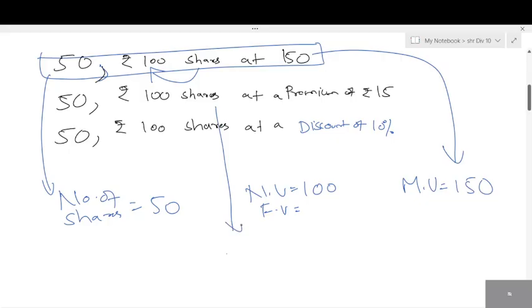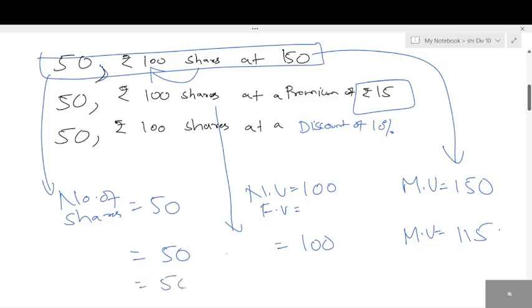Tell me the second one, students. For the second one, number of shares is equal to what? 50. Nominal value is 100. At a premium of 15 rupees is given. If it is premium, will you add or subtract? Add. So market value is 100 plus 15 is 150. Tell me the third one. See, if you just write 15, that is wrong. Market value is not 15. Premium means you have to add it with the nominal value.